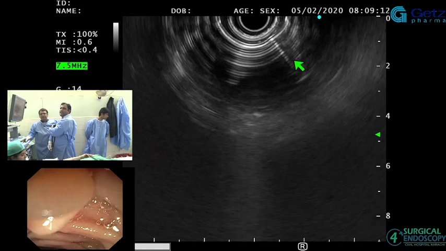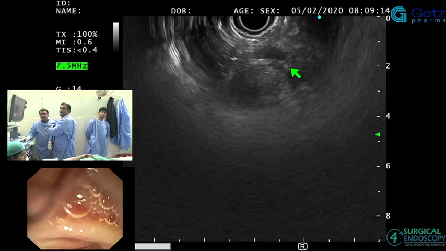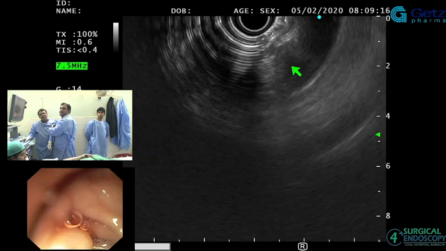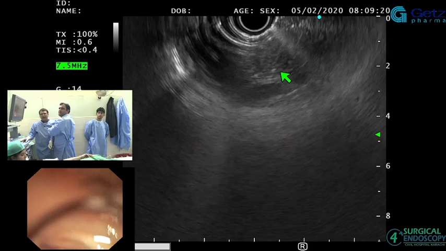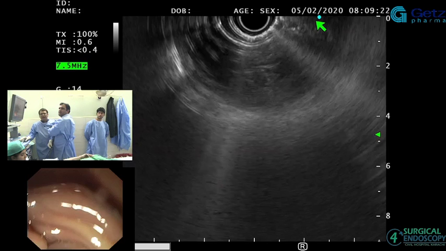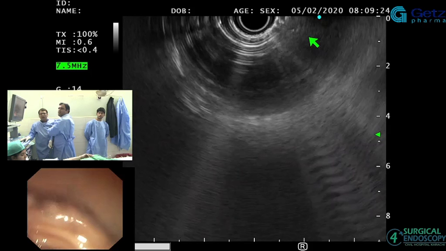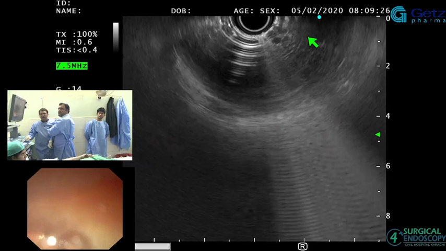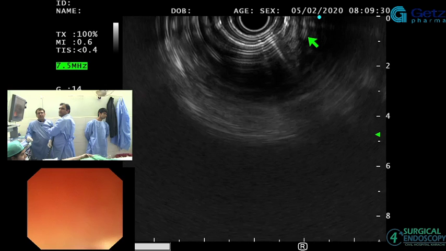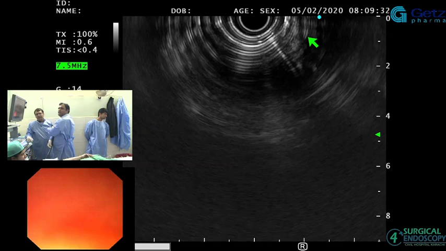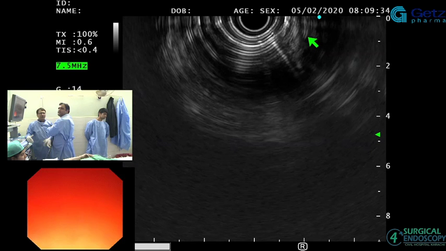We've got to make it look a little better, okay? A little bit. This is pancreas right here, but it needs to be pulled back a little bit further, okay? This makes no sense. There's that much air, so we're not going to see anything.